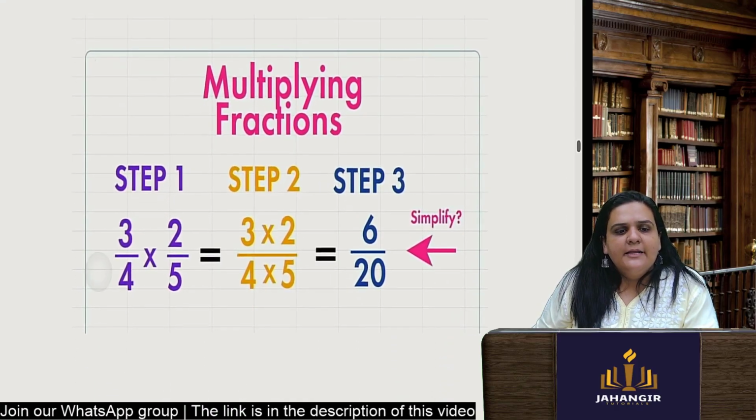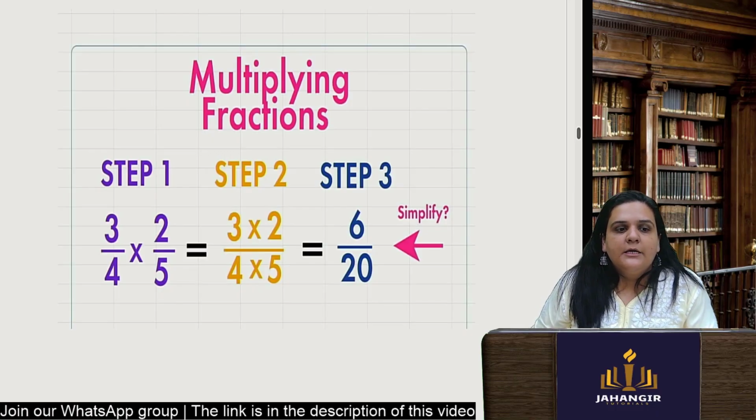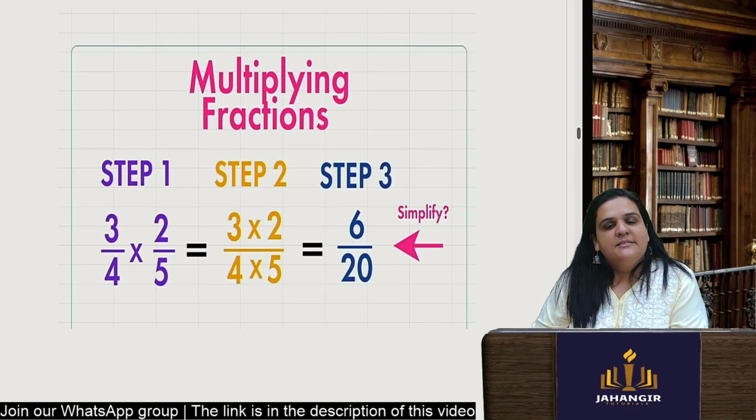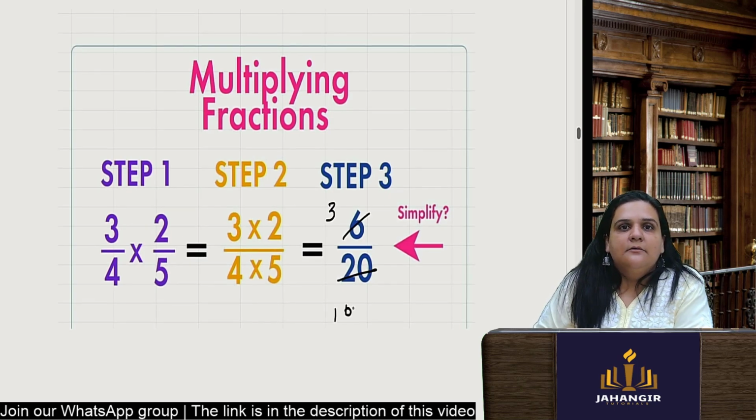Now multiplication is very easy. Multiplication, multiply the numerator, multiply the denominator and then simplify. So here 2 3s are 6, 4 5s are 20. Now you can simplify by the 2's table. 2 3s are 6, 2 10s are 20, so 3 upon 10.